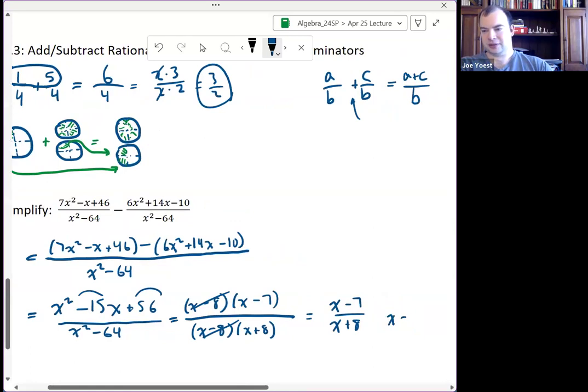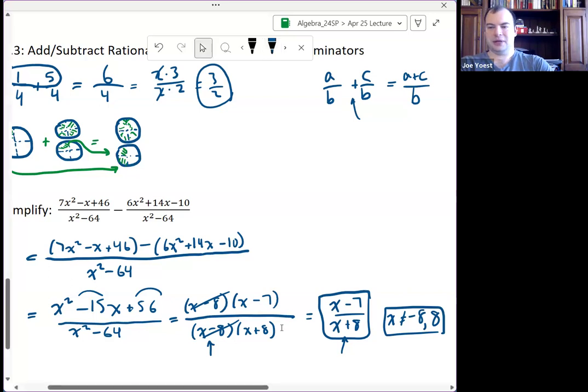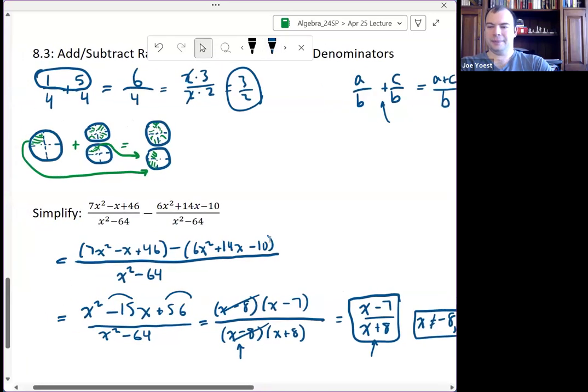With the restricted values, x is not equal to negative 8, which we can see there, or positive 8. We divided out the factor of x minus 8, so we really need to make sure that we say that x cannot be positive 8. X not equal to negative 8 is still kind of implied, but x not equal to positive 8, very important we include that.